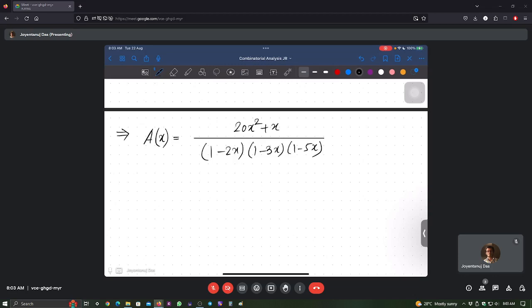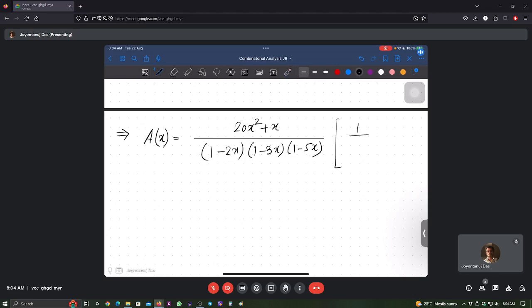We are splitting it into three fractions because we started with three terms in the denominator. No, that is not the logic. The logic is, because we have three terms like this in the denominator, yes, that is fine. But the actual logic is this.